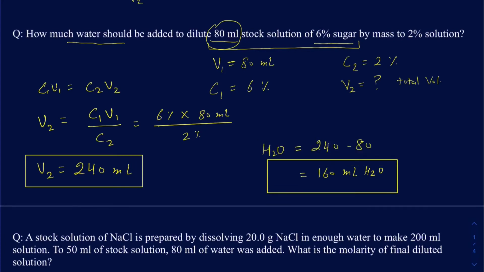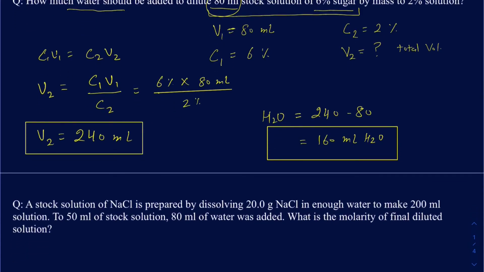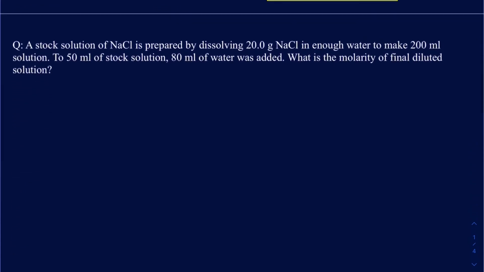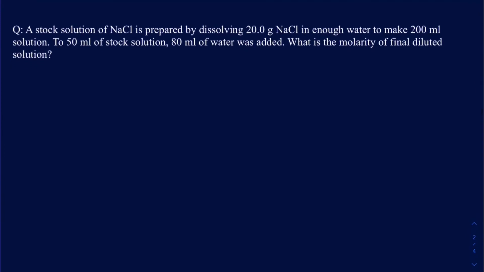Hopefully this was helpful. Let me try one more question that's going to be a little more complicated than the above two. It says a stock solution of NaCl, sodium chloride, is prepared by dissolving 20 grams of NaCl in enough water to make 200 milliliters of solution, and then to 50 milliliters of stock solution.